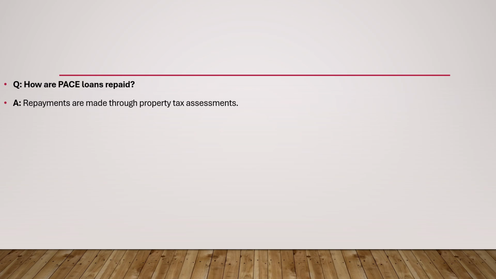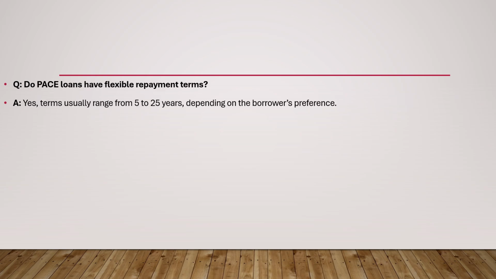How are PACE loans repaid? Repayments are made through property tax assessments. Do PACE loans have flexible repayment terms? Yes. Terms usually range from 5 to 25 years depending on the borrower's preference. How does the loan term affect total interest paid? Longer loan terms reduce monthly payments, but increase the total interest paid over time.